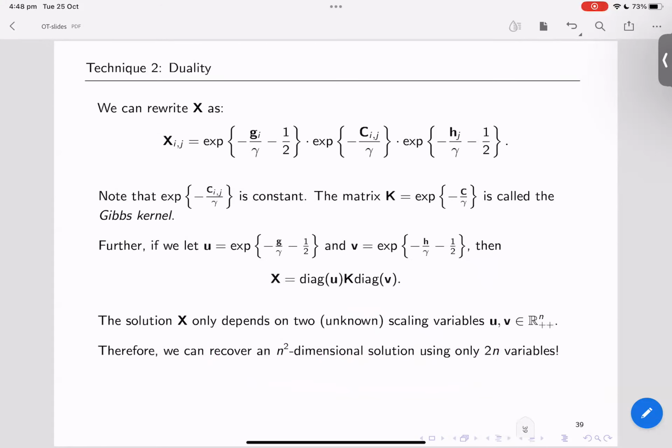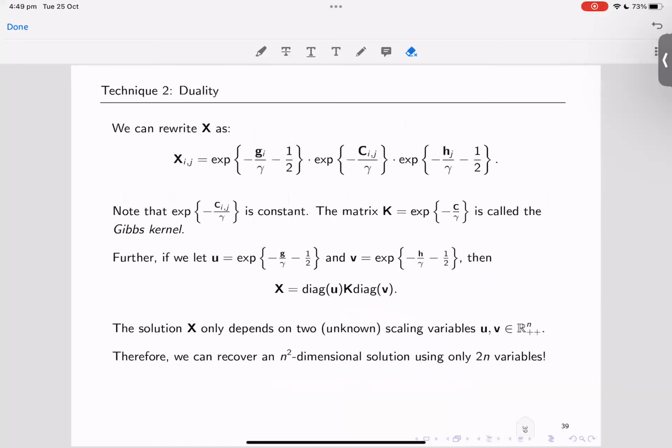Okay. So what I can do is rewrite it as something like this. Xij is just a product of three exponents. I moved the negative one from before to this negative half and negative half in here. It's a completely arbitrary decision. You can just put the negative one in one and zero in the other. It doesn't really matter, okay? But I just put it in here for the sake of symmetry.